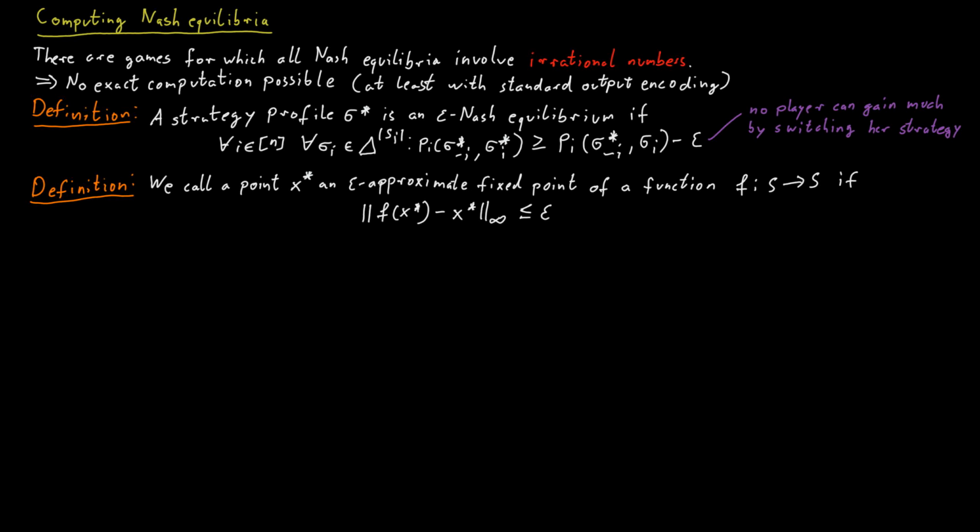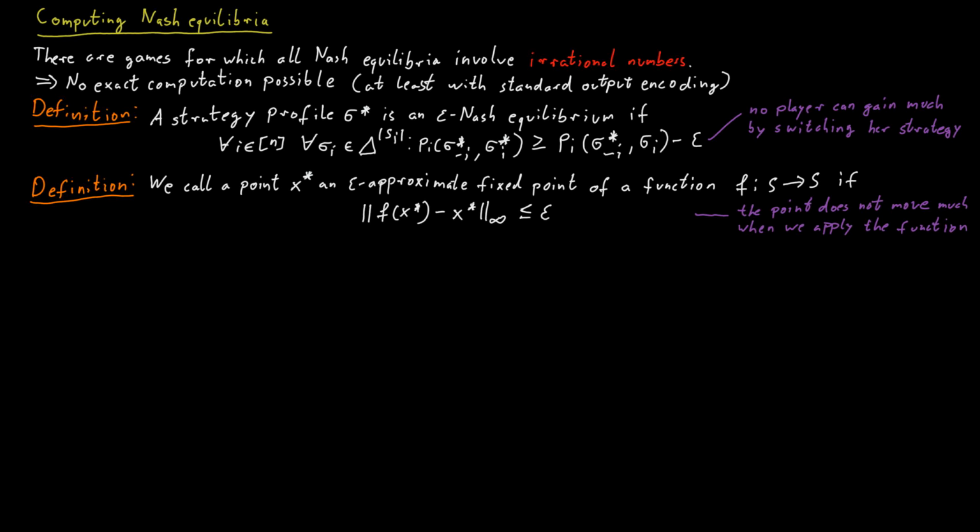Intuitively, what this just means is that if we have this point x star, and we apply the function to it, it doesn't move much. So an exact fixed point would be x star doesn't move at all if we apply the function. An approximate fixed point is if we apply the function, the point doesn't move much.